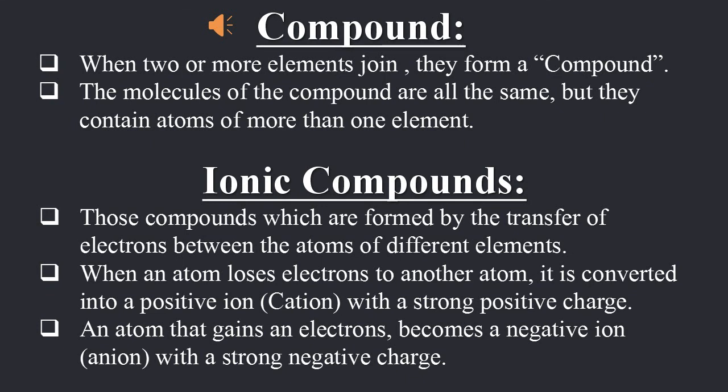Compound. When two or more elements join, they form a compound. The molecules of the compound are all the same, but they contain atoms of more than one element. Ionic compounds are those compounds which are formed by the transfer of electrons between the atoms of different elements. When an atom loses electrons to another atom, it is converted into a positive ion, a cation, with a strong positive charge. An atom that gains an electron becomes a negative ion, an anion, with a strong negative charge.